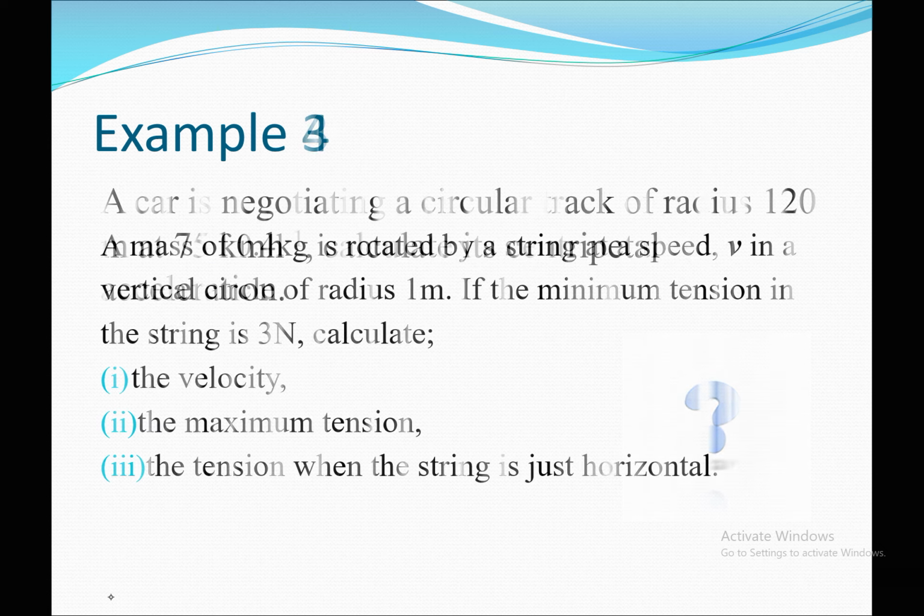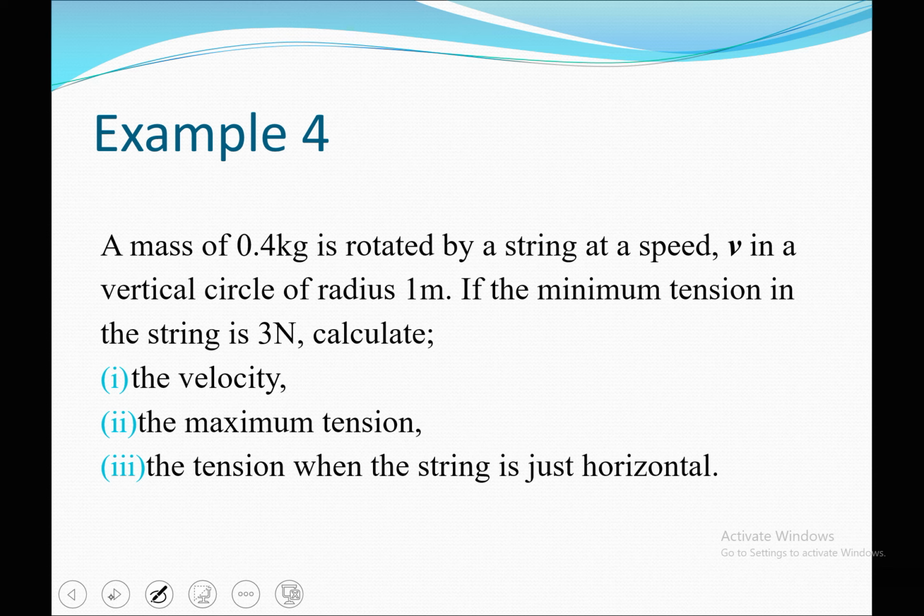Example number 4. A mass of 0.4 kilograms is rotated by a string at a speed v in a vertical circle of radius 1 meter. If the minimum tension in the string is 3 newtons, calculate the velocity, the maximum tension, and the tension when the string is just horizontal. I want you not to forget that maximum tension is when it is at the bottom of the vertical circle.